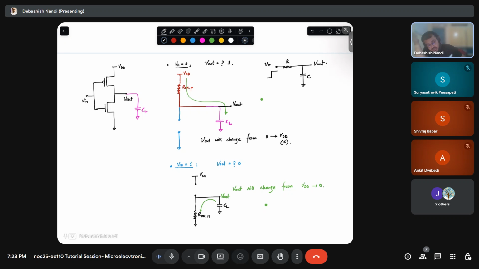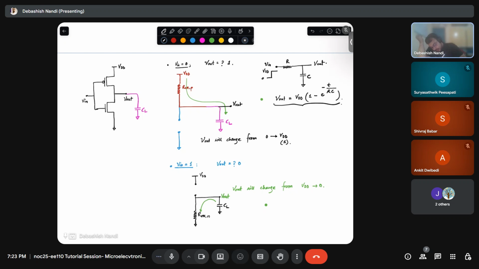And this is your V in. So what is the equation of your V out? As we have mentioned, it will be VDD times 1 minus exponential of minus time over R times C. Fine. This is the first order RC circuit where I am tapping the output across the capacitance.